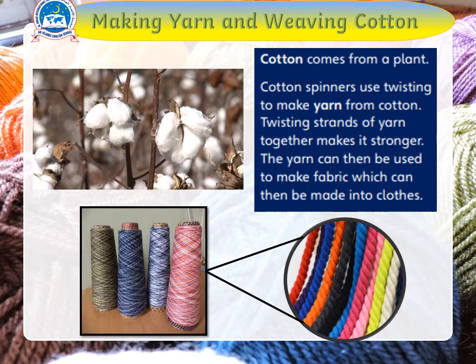Okay, learners, so now you saw the video. You all know very well how cotton comes from the plant, right? After that, cotton spinners use a twisting action, and this twisting action makes yarn from cotton. When you twist the strands of yarn together, it becomes very strong, and the yarn can then be used to make fabric. So let's see this process.